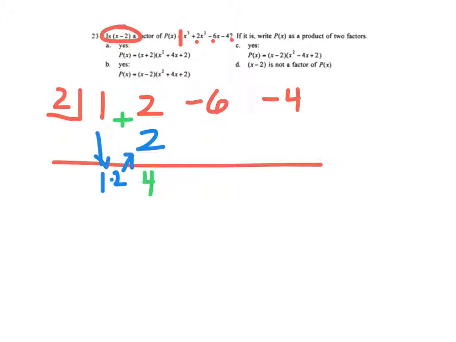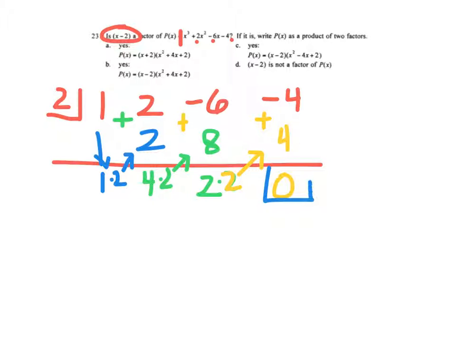And then we're going to repeat it. So we're going to do 4 times what's in my box, 2. That goes here, 8. We're going to add it, so we get a 2. 2 times 2 gives me 4. And when I add those, I get 0. Again, we're adding here, we're adding there. If you get 0 at the end, this is your remainder. Since it's 0, this tells me it is a factor.